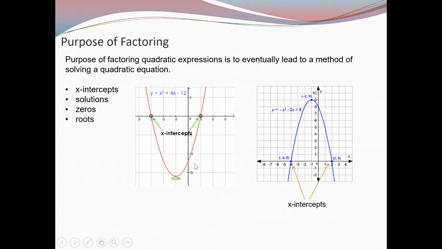Okay, the purpose of factoring. The purpose of factoring quadratic expressions is to eventually lead to a method of solving a quadratic equation, because in a quadratic equation the maximum power is going to be a 2. Where the graph crosses, those are called the x-intercepts, or they can be called solutions, zeros, or roots. They all mean the same thing. You see, this is what we're talking about. And also back here on the graph to the right, these are my x-intercepts.